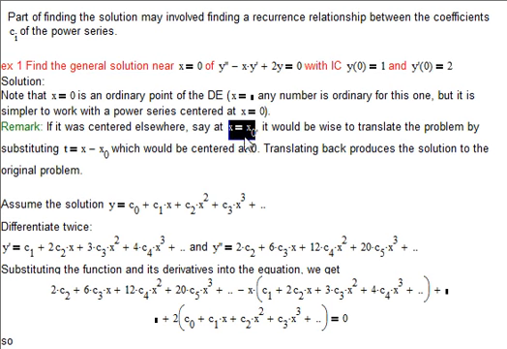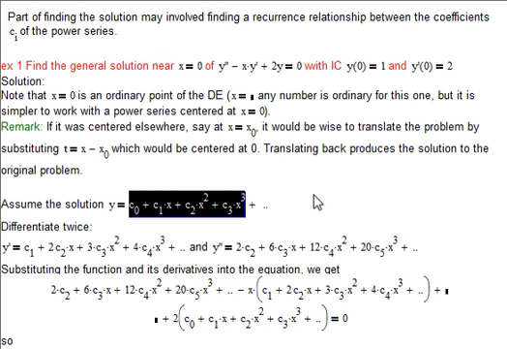If it was centered somewhere else, it would be wise to translate the problem by substituting t equals x minus x0. That would make it into a simpler one like this, instead of having, instead of x cubed, x minus x0 cubed or something like that. And so this is much simpler. So let's work with this one here.